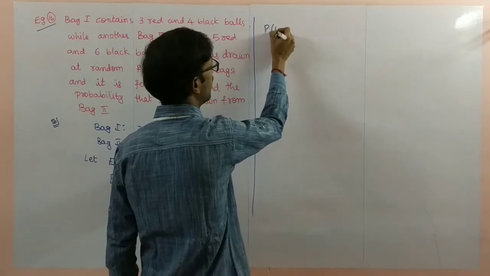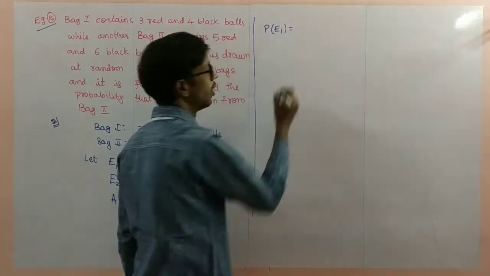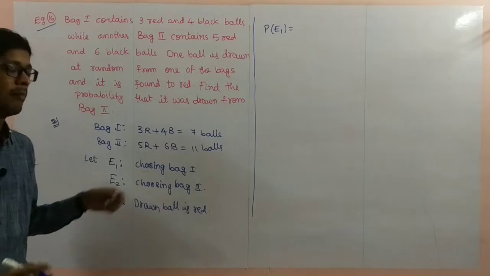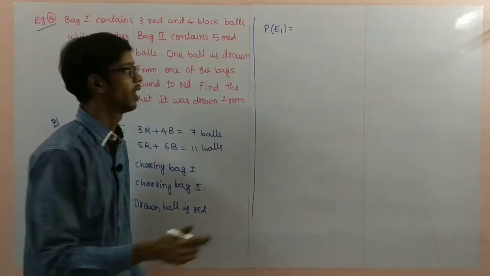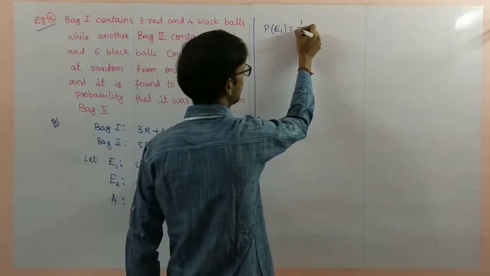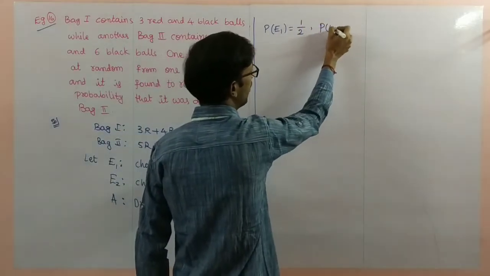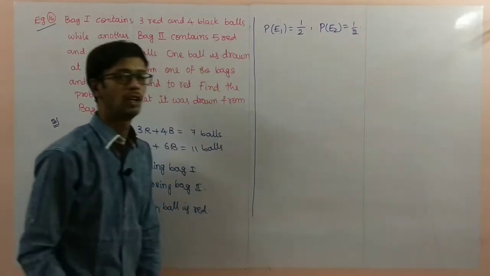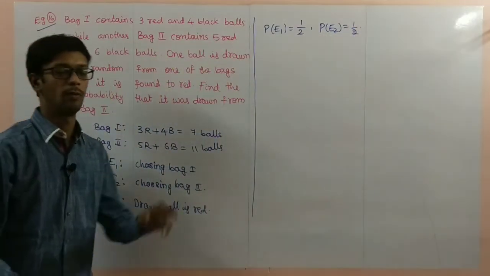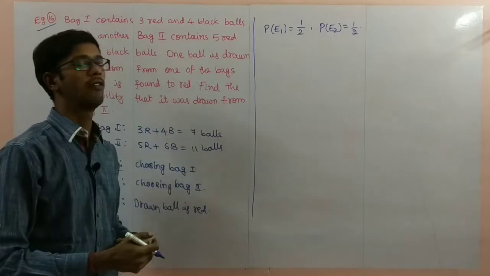Probability of E1, choosing bag 1. Here how many bags are there? Total bags 2, and 1 you have to select. So 1 by 2 is the probability. P of E2 is also 1 by 2, since from 2 bags you are selecting only one bag.